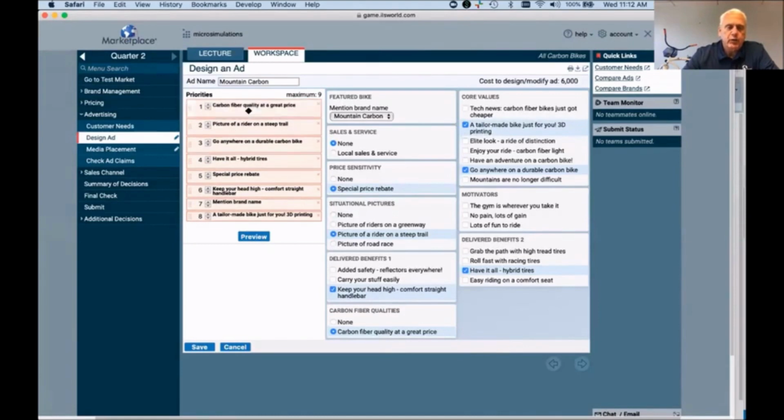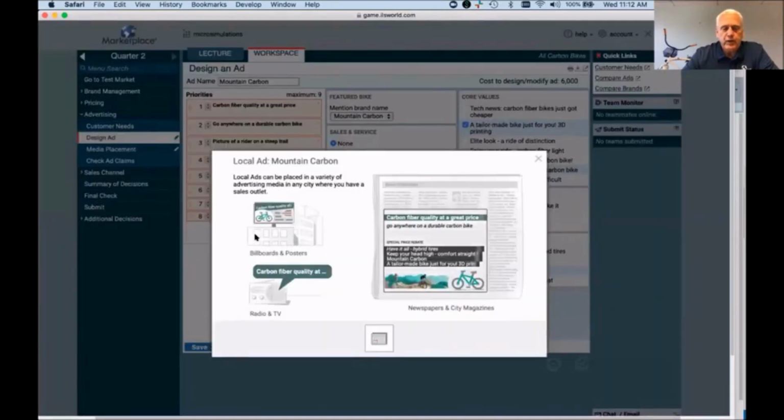Maybe I'll start off with carbon fiber quality at a great price. Go anywhere in a durable carbon bike. Maybe I'll put, let's see, I'll put special price rebate here. But you can see I'm doing it, and then I can take a look at a preview.